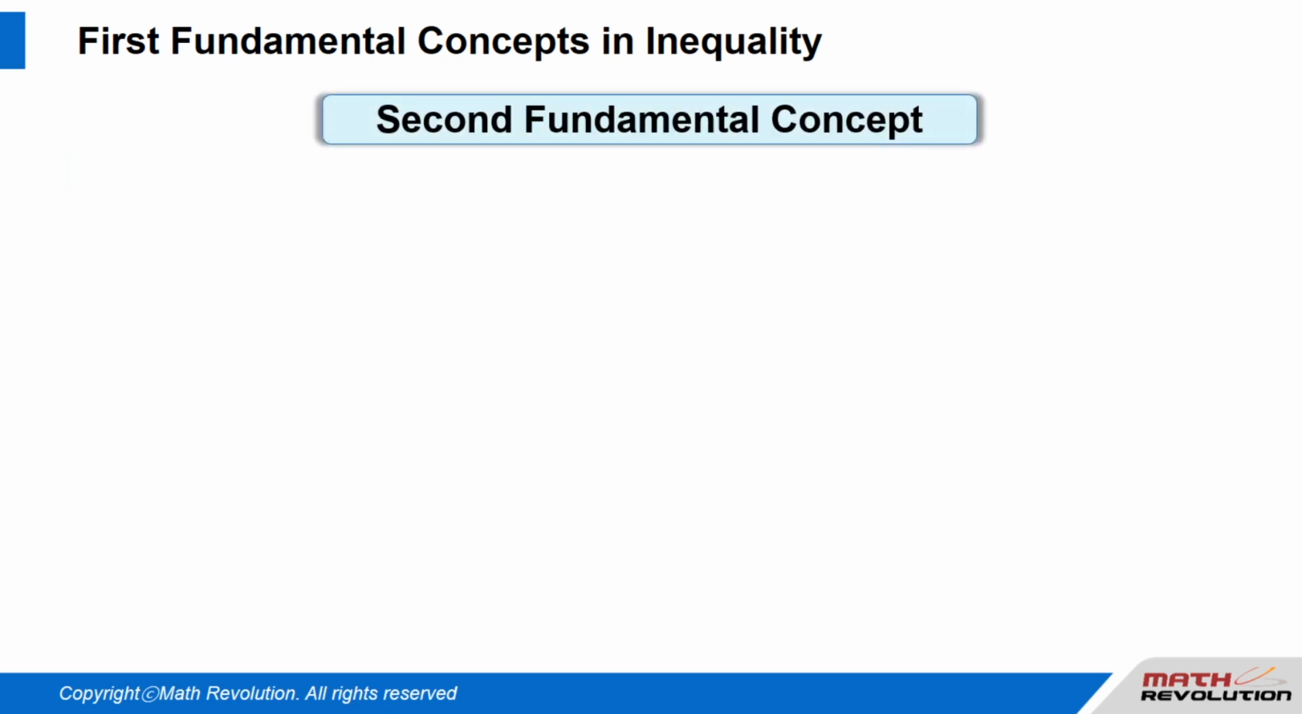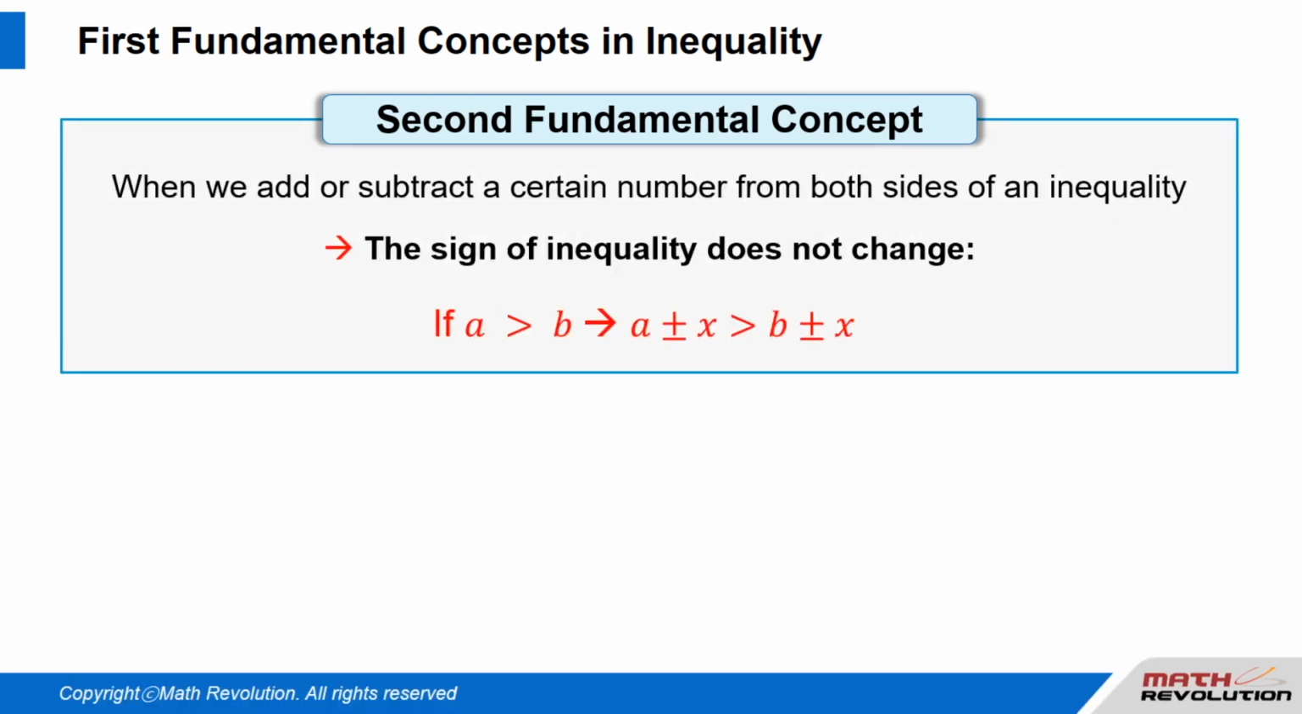Let us talk about the second fundamental concept in inequality. When we add or subtract a certain number from both sides of an inequality, the sign of inequality does not change. So if we add or subtract x from both sides of an inequality, it does not affect the inequality sign. If a is greater than b, then a plus or minus x is greater than b plus or minus x.